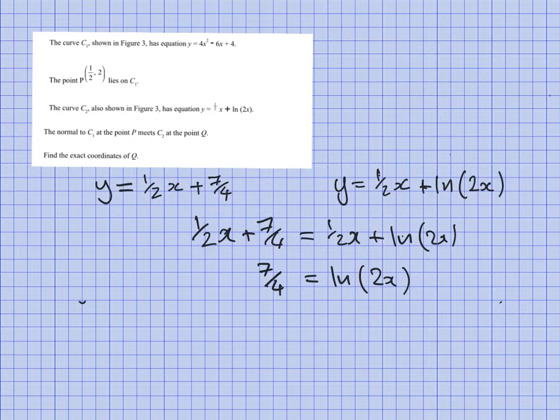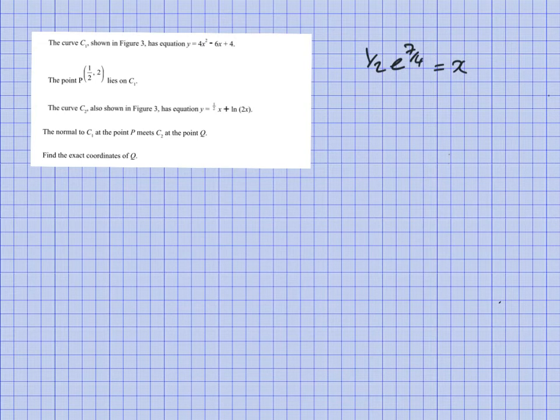So let's go through some steps to find out what x is. Well, the inverse of ln is e to the power of, and then divide by 2. So a half e to the 7 over 4 equals x. Fantastic. We've reached quite a lot of the way there now. All we have to do is find the y value. So we've happily found our x value. Let's substitute that into the equation for C2 to find the y value there.